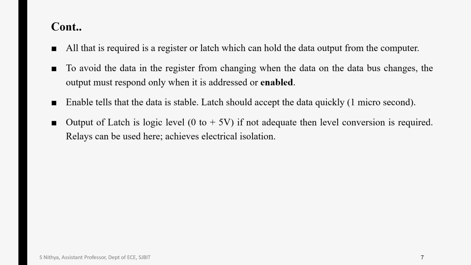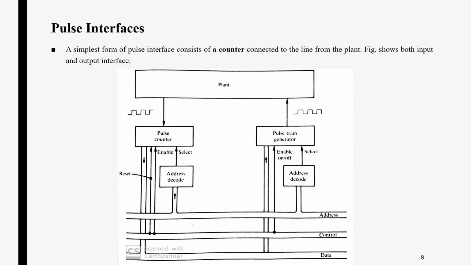Okay, so to avoid the data of the register from changing when the data on the data bus changes, the output must respond only when it is addressed or enabled. So enable tells that the data is stable, and the latch should accept the data quickly. If the output of the latches and logic level are not adequate, then level conversion is required, and a relay can be used here to achieve electrical isolation. Okay, now next we are going to talk about the pulse interface.